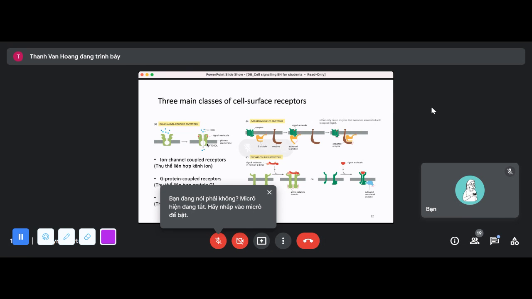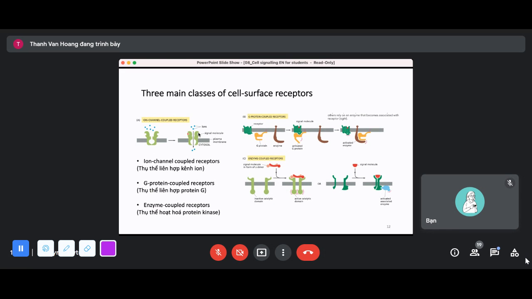Ion channel coupled receptor: when a signal molecule binds to the receptor, the ion channel opens and ions can go through. We won't learn much about this kind of ion channel receptor on the cell surface, but we will have an example, this kind of receptor on the ER membrane, consistent with later.